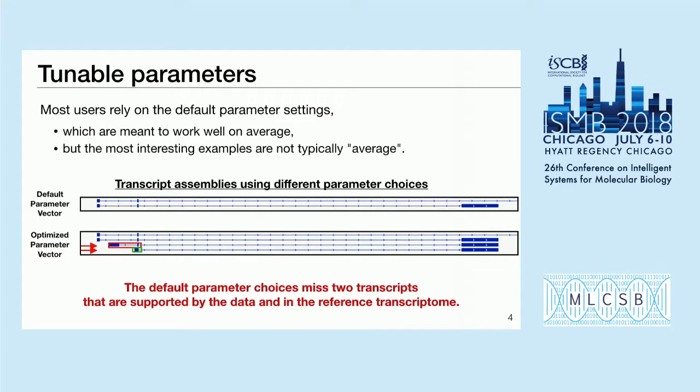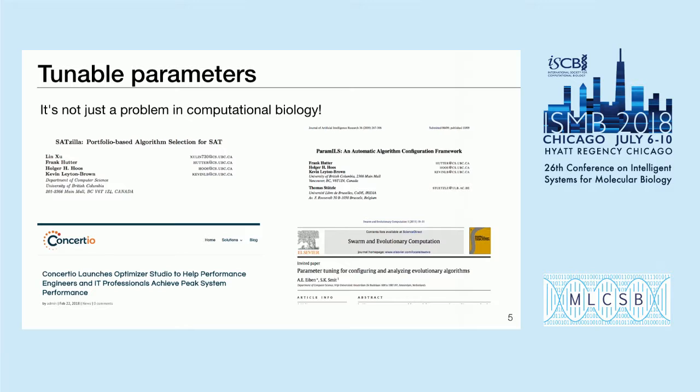Here's an example of transcript assembly, which is the problem I'm going to be talking most about today, where the default parameter setting misses these two transcripts at the bottom. I'm not showing it here, but there's clear evidence in the data that those transcripts exist, and they're both in the reference transcriptome. And this isn't just a problem inside bioinformatics and computational biology. We see it all over the place, whether you're doing integer linear programming using CPLEX or SAT solving. What parameters should you be using to come up with the best answer?